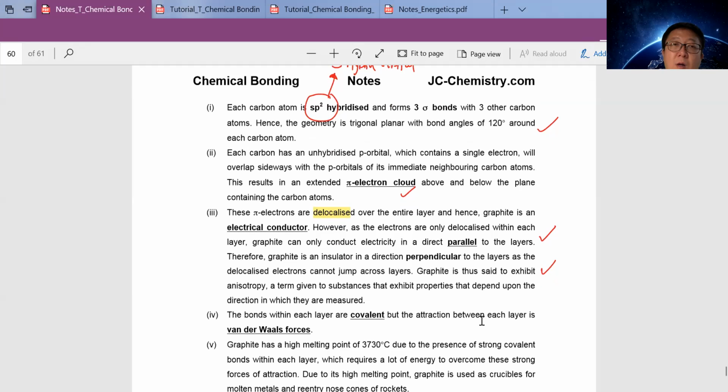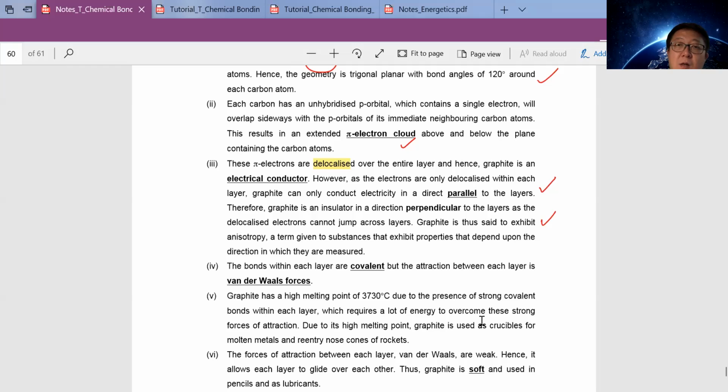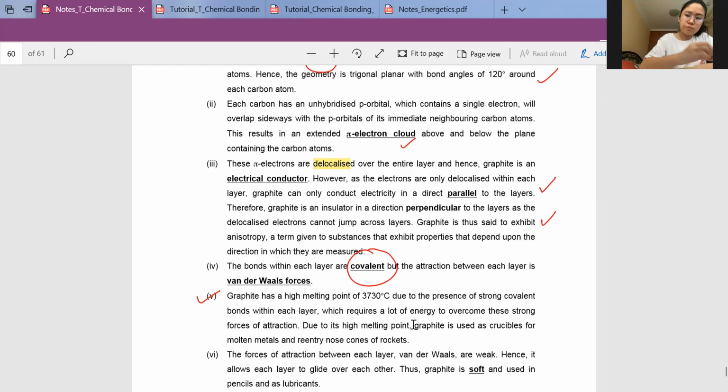Okay, then point 4, they are van der Waals forces between the layers, but within the layers is covalent. Okay, so they have high melting point. Can you see? When we talk about melting point, we don't focus on the van der Waals forces. No, we talk about the covalent bond now. Even though it's true, you can break all the van der Waals forces before you break the covalent bond, we focus on the strongest bond possible.